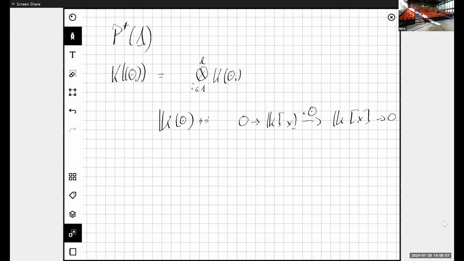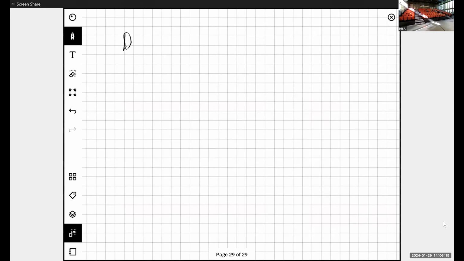Okay, so these are two complexes, and I want to marry them in some way. I want to combine them. And what I do is I basically just tensor them. Okay, so I basically take the double complex. So I take the double complex consisting of P delta and I combine this with this Koszul complex.